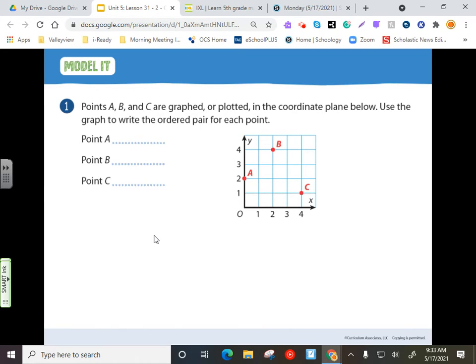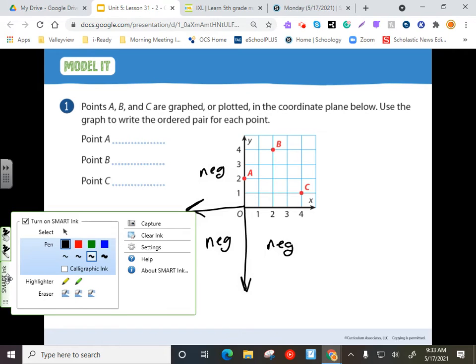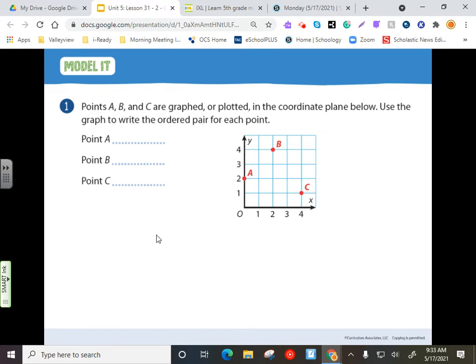Pretty straightforward stuff. You're going to discover this area here is quadrant 1. It all deals with positive numbers. Some of the other quadrants are going to deal with some negative numbers, but all of these in this one we've been dealing with are positive numbers, and that we'll get into later on.